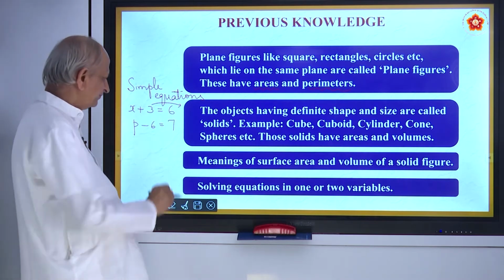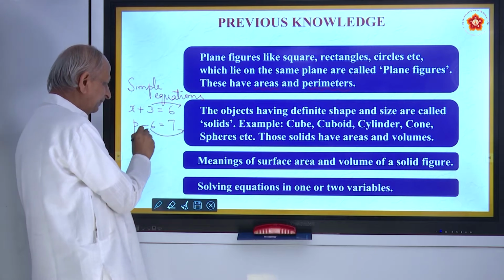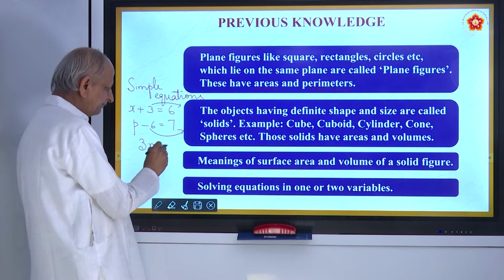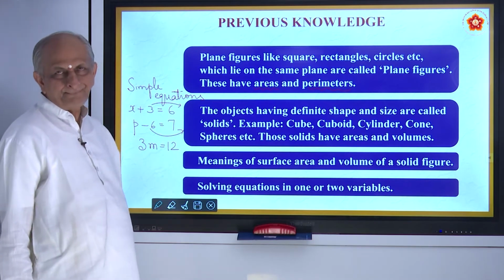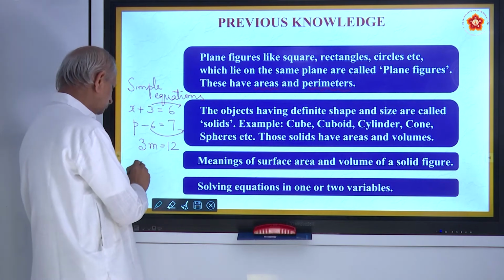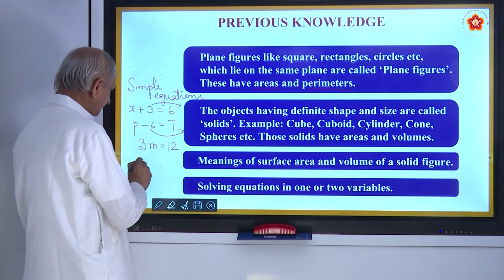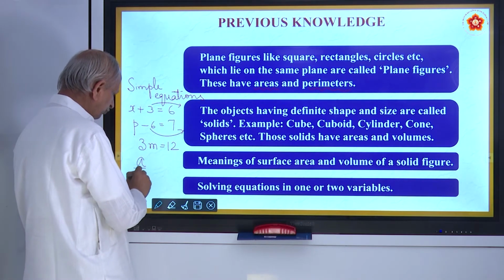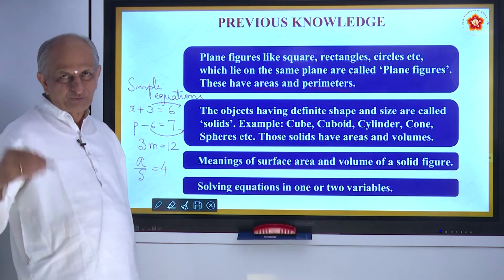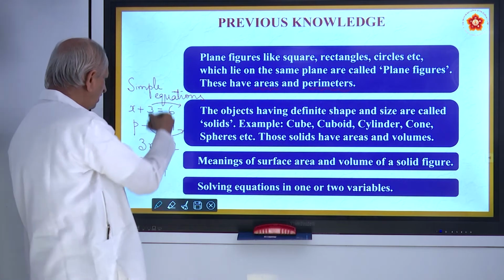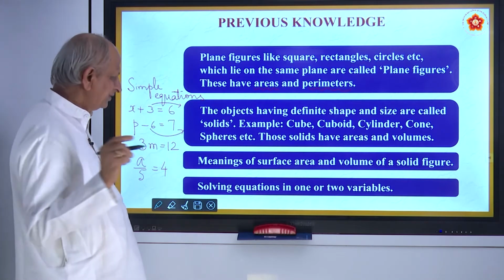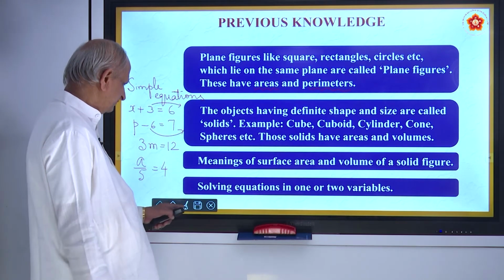What is the value of p? Minus 6 should be brought here. 6 plus 7 becomes 13. Or it may be 3m equals 12. What is the value of m? m is 12 by 3, 4, is it not? Or you can say a by 5 is equal to 4. What is the value of a? a is equal to 5 into 4, 20. So these are all called simple equations having one variable. That also you have studied in the previous class.